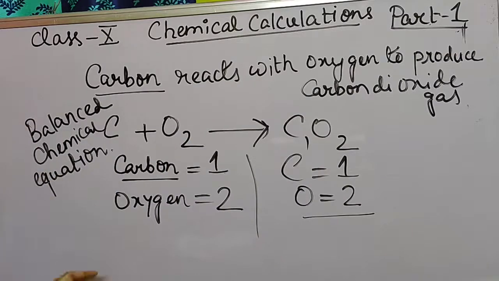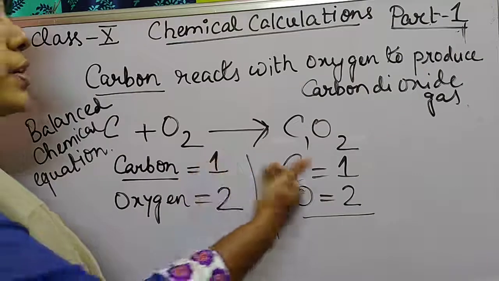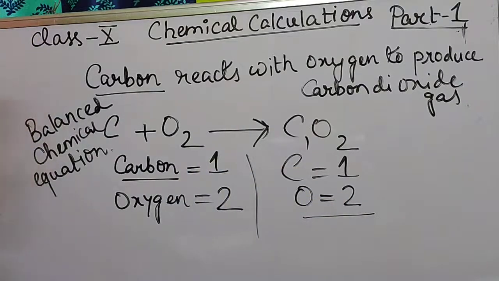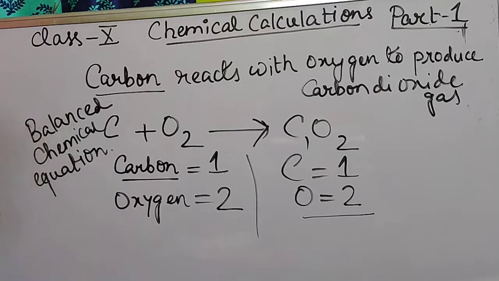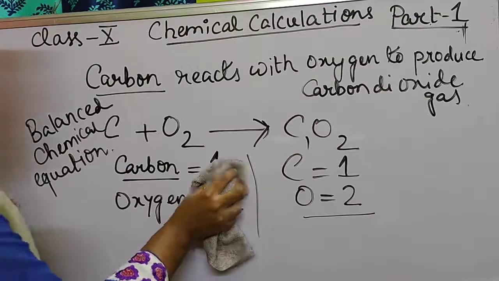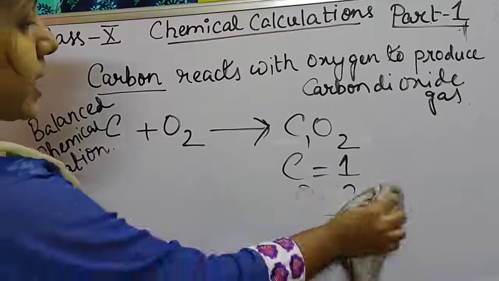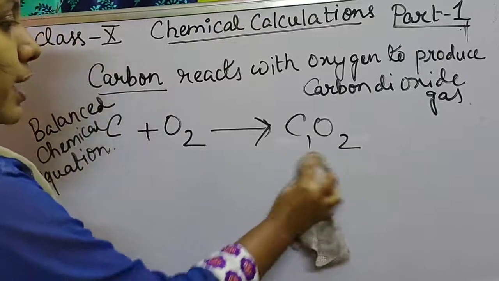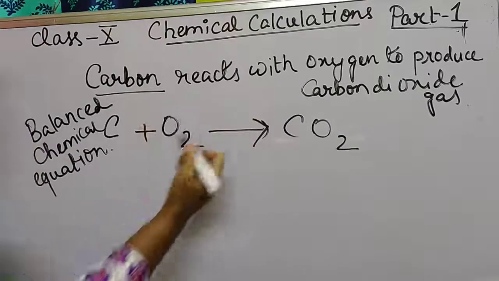Okay, so that means the total mass of carbon and oxygen will be converted into the total mass of carbon dioxide, and no extra mass will be added here. So if we check what is the total mass of carbon and oxygen on the left hand side, and on the right hand side what is the total mass of CO2, then this concept will be clear.